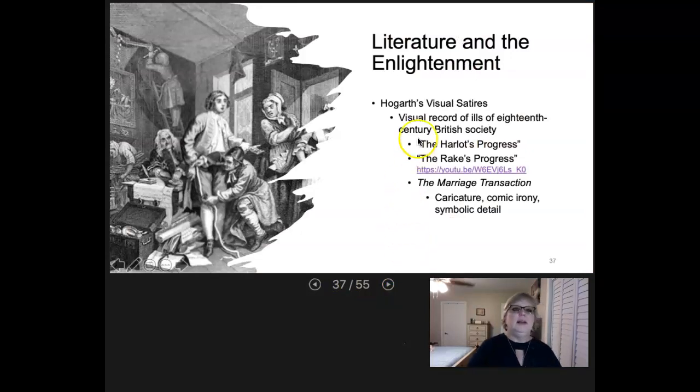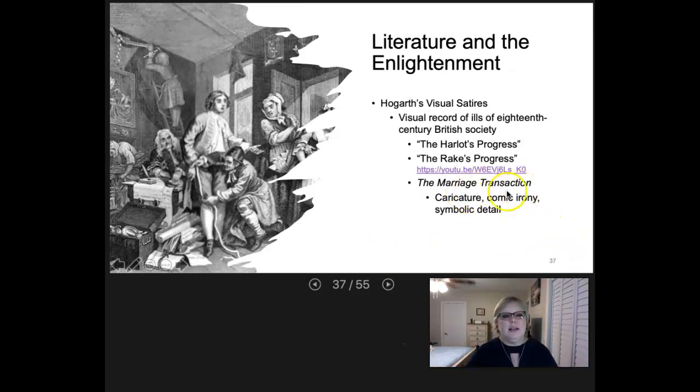Hogarth is known for his visual satires. These were like a visual record of the ills of the 18th century British society. So he would write these satires in visual form. Some of the famous ones are The Harlot's Progress, The Rake's Progress, and in fact, there's a wonderful video link within the PowerPoint where you can actually see the Rake's Progress, the series, the visual narrative in the museum where it's located.